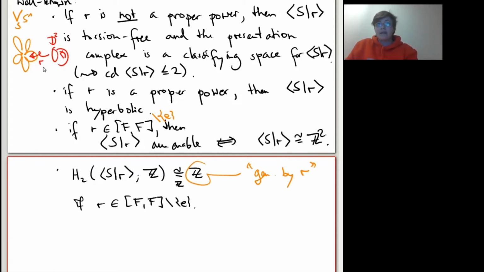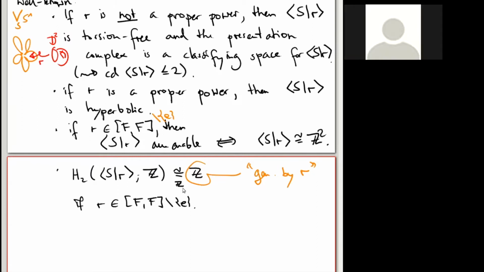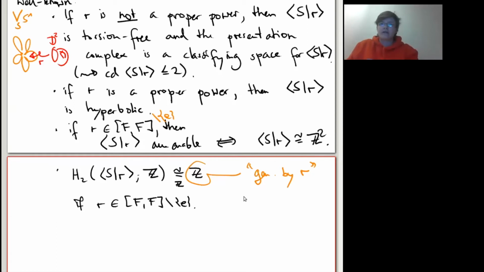Because the relator is assumed to be in the commutator subgroup, you really get a homology class. If the relator is not in the commutator subgroup, then this cell will not define a class in H2. And the way to prove it, if you're interested, is via the Hopf formula for the second homology. That allows you to write the second homology more or less explicitly in terms of a presentation. So that's all that I wanted to say generally about one-relator groups.